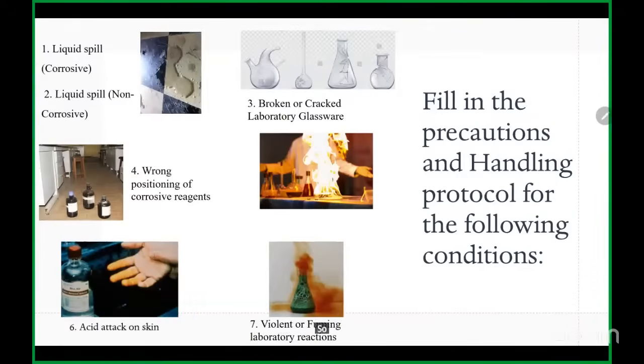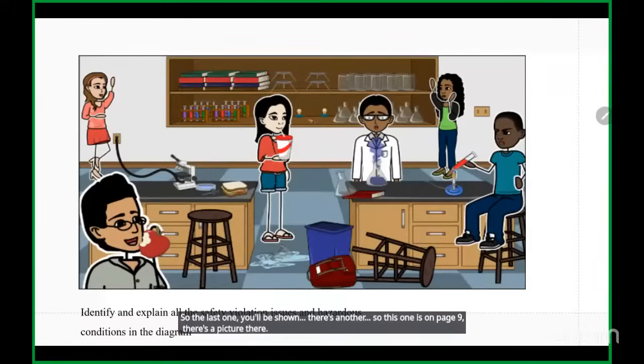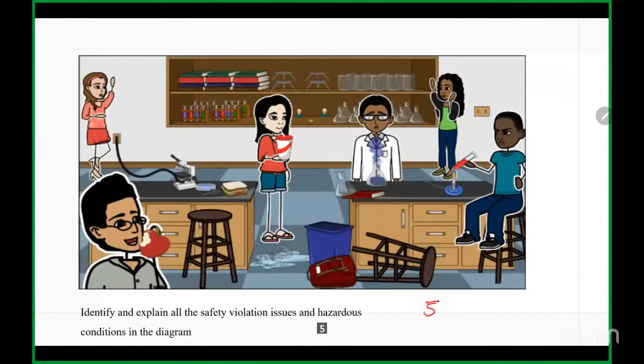Another one is on page 9, where there's a picture to identify and explain safety violations. You're not explaining all of them. You're going to identify and explain 5 safety violations.